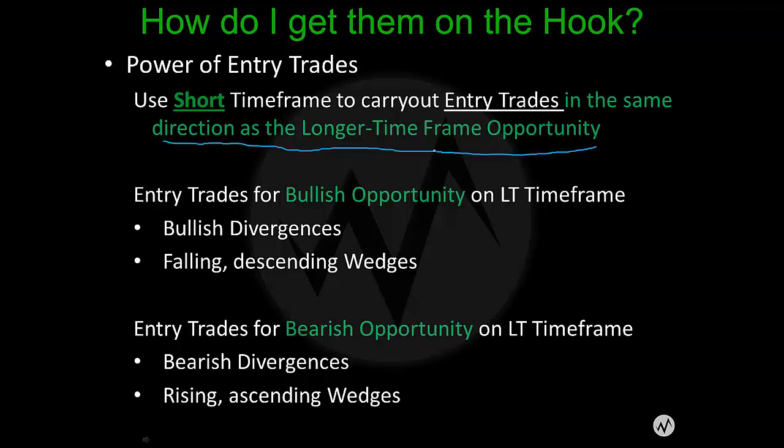If you remember those terms, a falling wedge is actually looking for a breakout once it breaks the wedge. If your entry trade is for a bearish opportunity on the long-term time frame, you want to look for bearish divergences. You want to look for ascending or rising wedges that once they break the wedge, they'll fall.